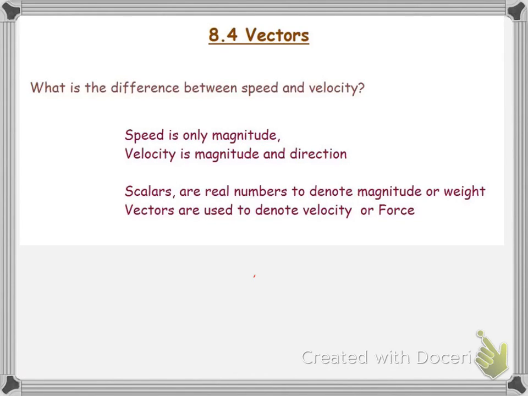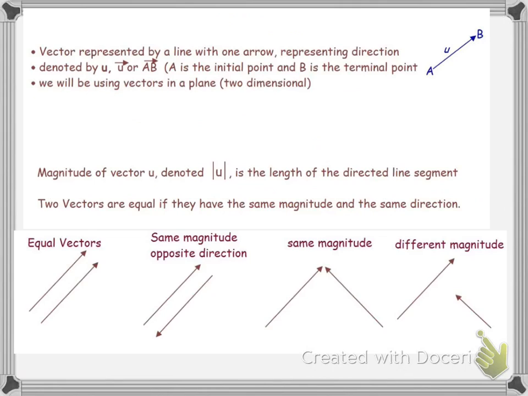Right at the beginning, it's going to be a lot of note-taking and writing and just getting familiar with the vocabulary of vectors, certain things that we can use vectors for, and how we can use them. So a vector is represented with a line with one arrow. It's called a directed line segment, like I've shown here, and it represents the direction that it's moving.